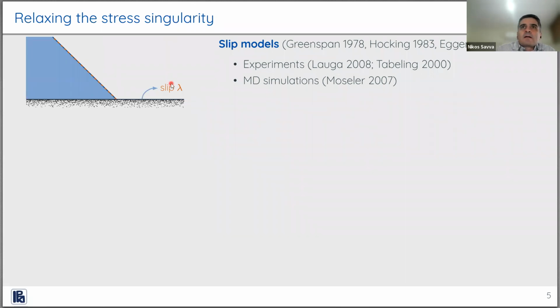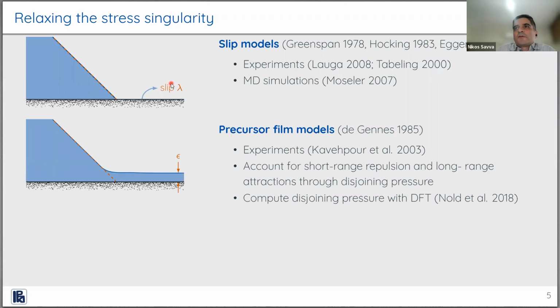Okay. Another approach is to use precursor field models, which assume that ahead of the drop, or ahead of the contact line, there's a thin layer of liquid of thickness epsilon, which is molecularly small. And this supposedly accounts for short-range repulsion and long-range attraction forces through the presence of a disjoining pressure.